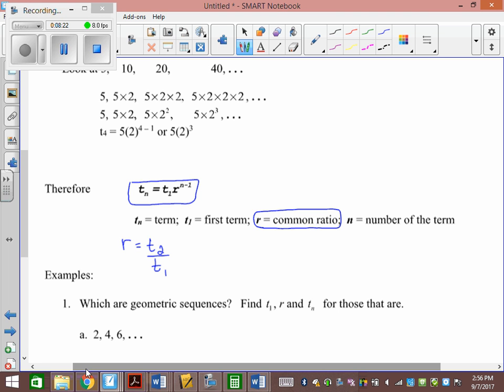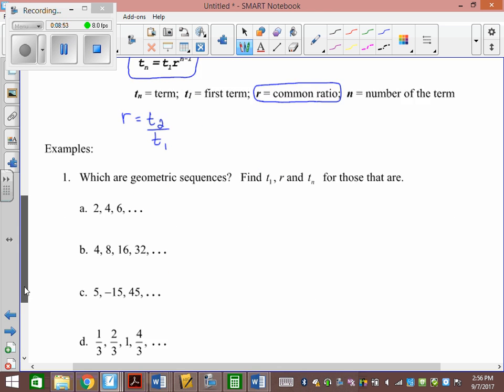Could we use term 100 and divide it by term 99? Yes. Remember how when we did the common difference, you could take any term after and minus the term before it, and you got the common difference, correct? Same thing with ratio. You can take the term after it and divide it by the previous term, and you'll always get the common ratio. So you could do term 100 divided by term 99, and you would still get the common ratio. Okay? So it doesn't have to specifically be term 2, term 1.